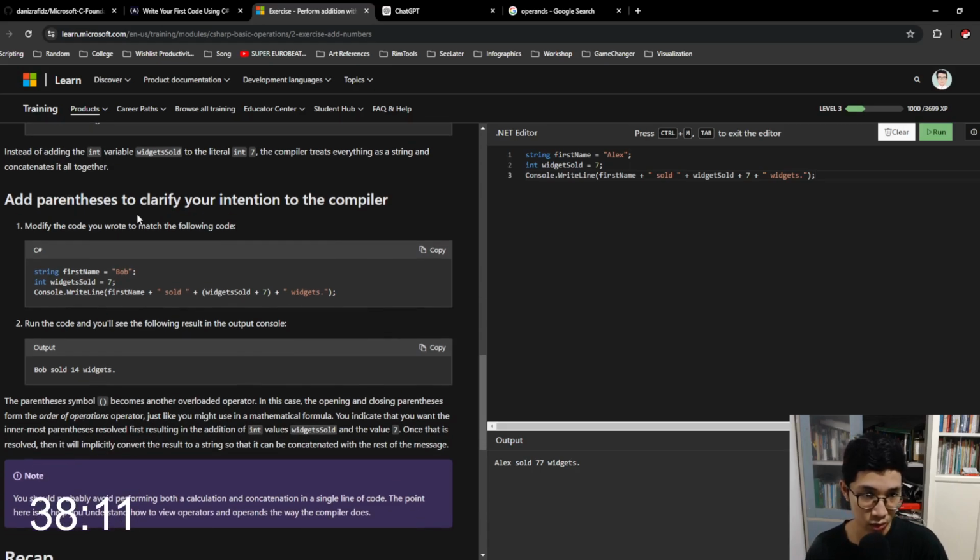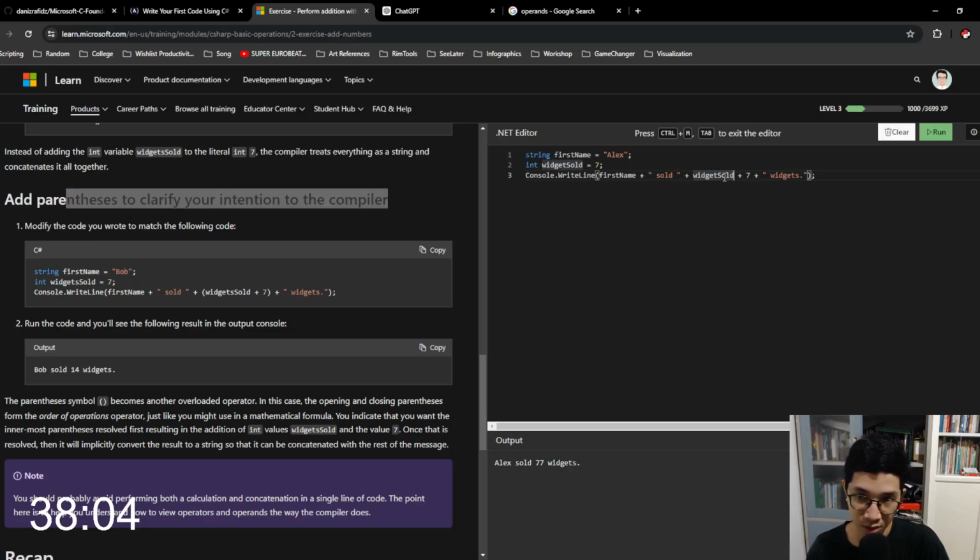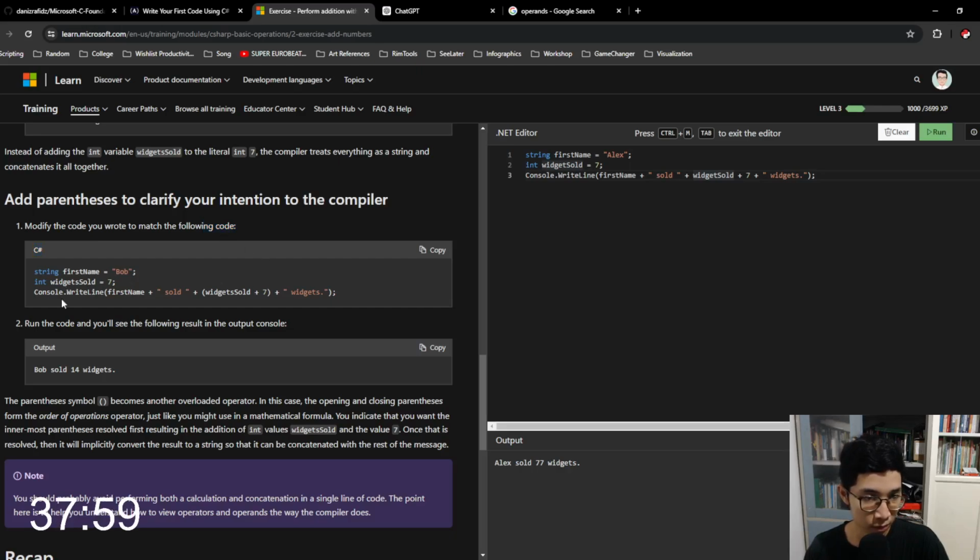Okay, add parentheses to clarify your intention to the compiler. Oh, so there is an exception for this. Modify the code you wrote to match the following code. First name plus sold, widget sold. Okay, add the parentheses. I think it will work fine. 14. Yes, exactly what I expected.